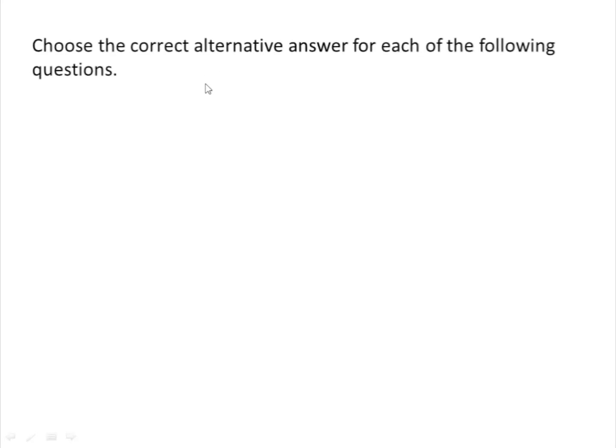Hello friends, let's solve today some multiple choice questions based on the topic sets. Let's have the first question. The question is, choose the correct alternative answer for each of the following questions. Let's have the first question.